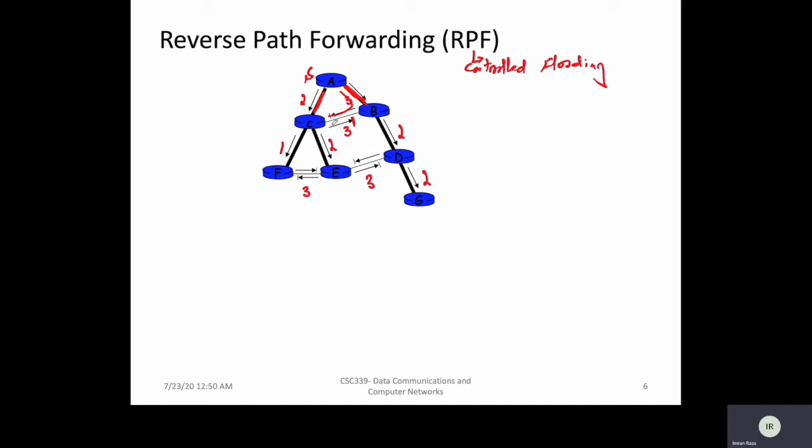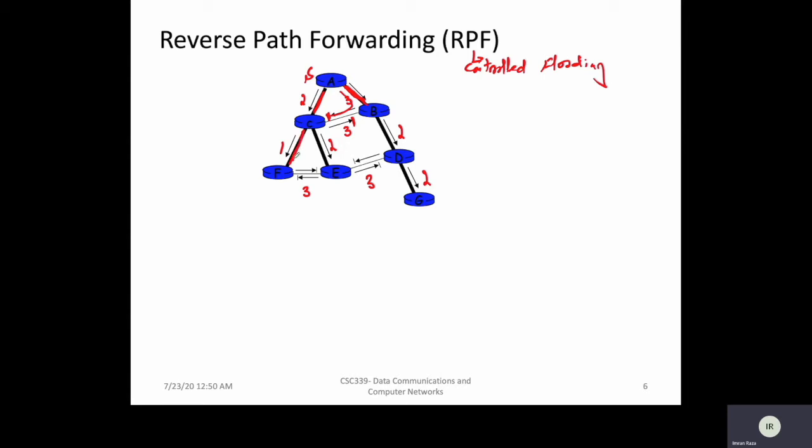And similarly, if C receives a packet from B, it will not process it. Why? Because it is not coming from the shortest path back to source A. Similarly, now if F receives a packet, which path is the least cost back to source A?